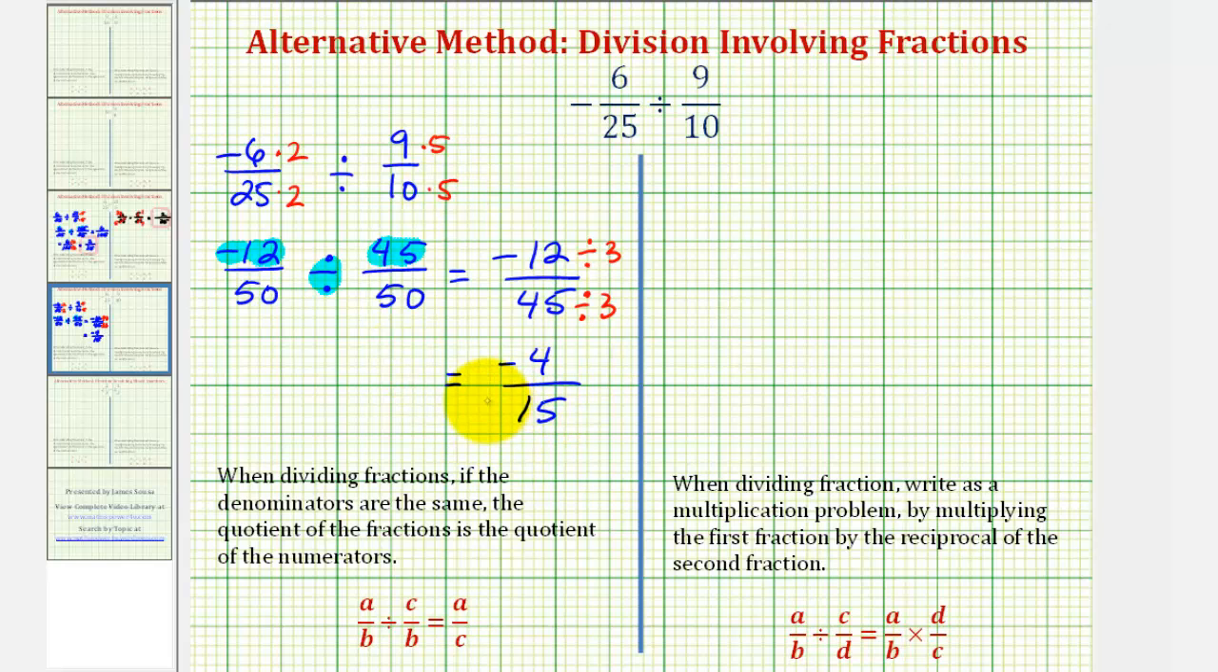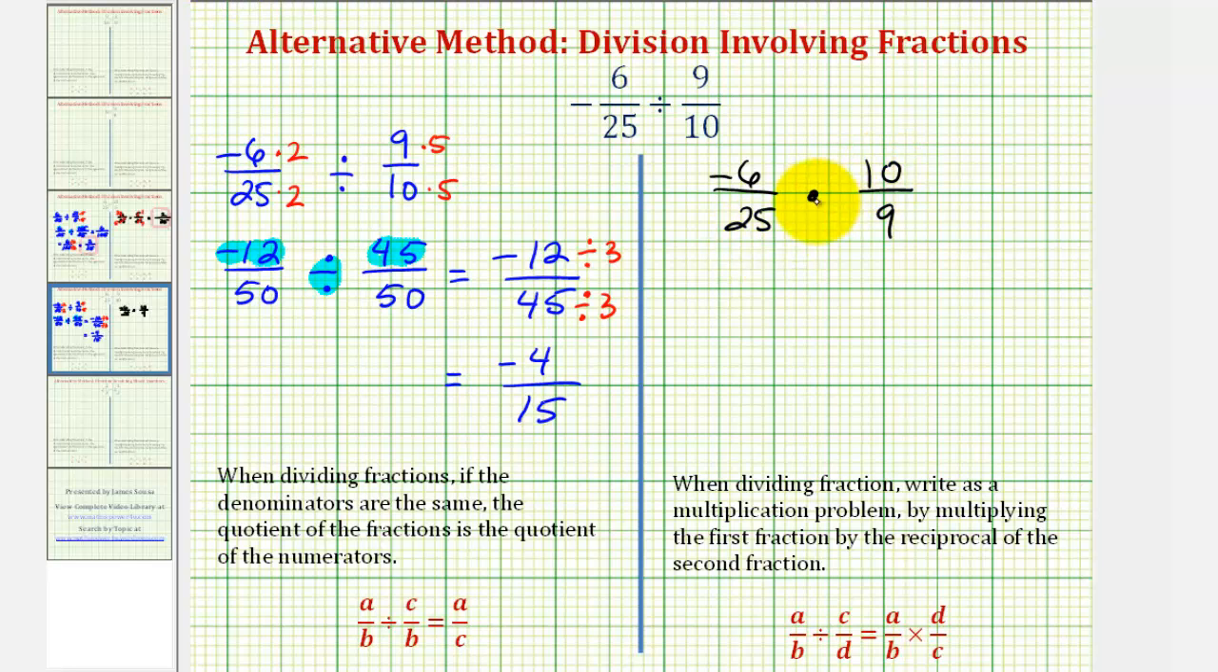So notice for this method, once we obtain a common denominator, we do keep this as a division problem. But normally, as shown in most textbooks, we write the division problem as a multiplication problem, where instead of dividing by 9/10, we'll multiply by the reciprocal of 10/9. So using the traditional method, this division problem is equivalent to negative 6/25 times the reciprocal of 9/10, which would be 10/9. And now once we have a multiplication problem, we want to simplify out any common factors between the numerators and denominators before multiplying.